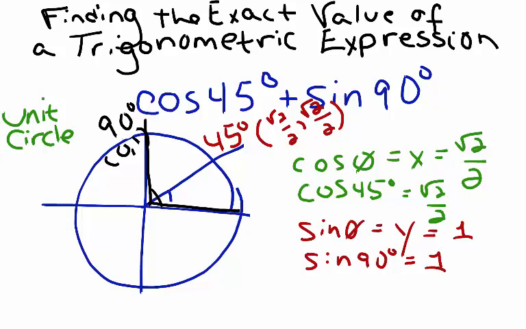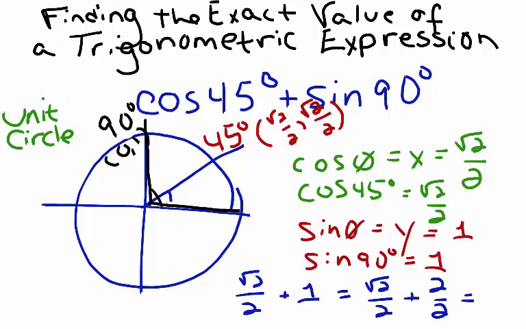Now we know that the sum of cosine of 45 plus sine of 90 is equal to square root 2 over 2 plus 1. We can say that that's equivalent to square root 2 over 2 plus 2 over 2, since we need to find the common denominator. And this is equivalent to 2 plus square root 2 over 2.